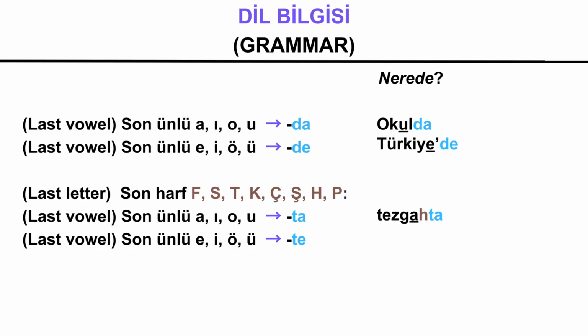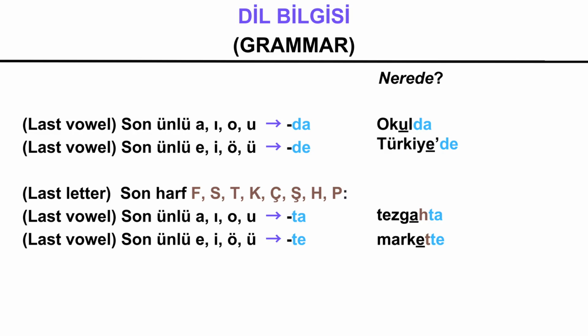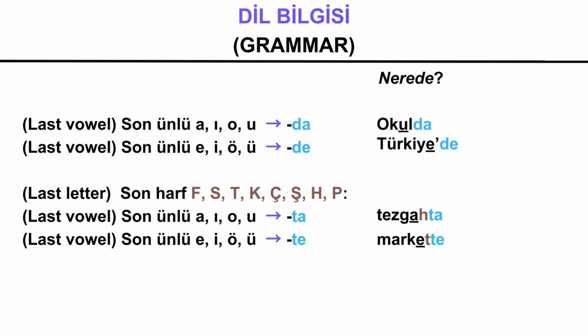If the last vowel was e, i, ö, or ü, then the suffix we would need would be te, just like in the markette example. Market, the last letter is t, the last vowel is e. That's why when we wanted to say in the grocery store, we say markette. We will look at both vowel harmony and this new rule in a second.